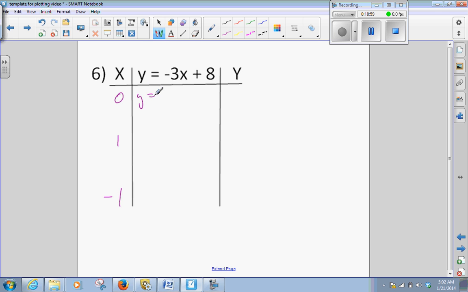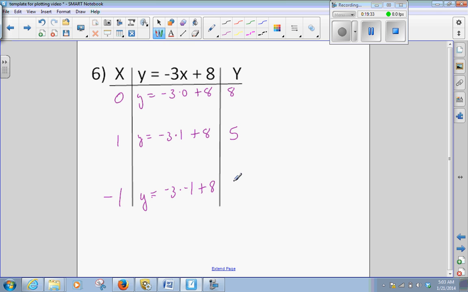So y equals negative 3, instead of negative 3 times x, we're going to do negative 3 times 0. Negative 3 times 0 would be 0, plus 8, we can make that 8. Negative 3 times 1, so I've got a negative 3 times 1, which would be a negative 3, plus 8 would make this a 5. Finally, I've got a negative 3 times negative 1 is 3.